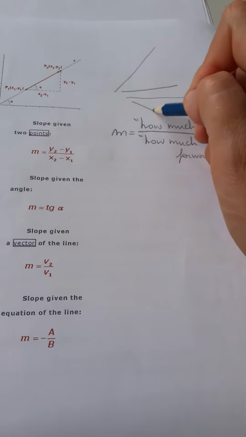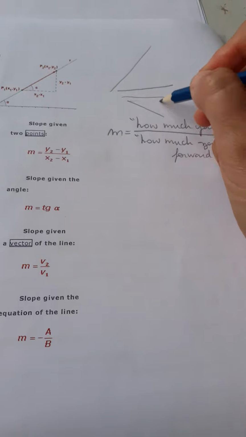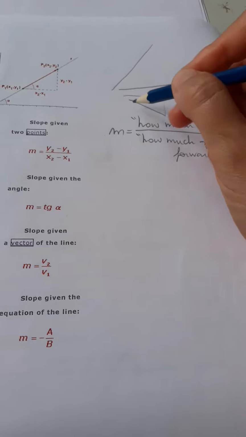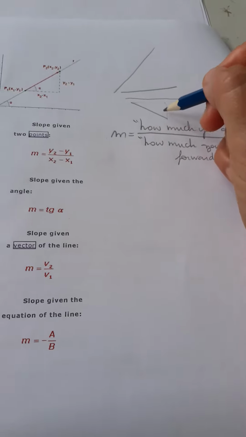And if we go down, it would be how much we go up. It would be a negative value. So when we go down, slopes are negative.